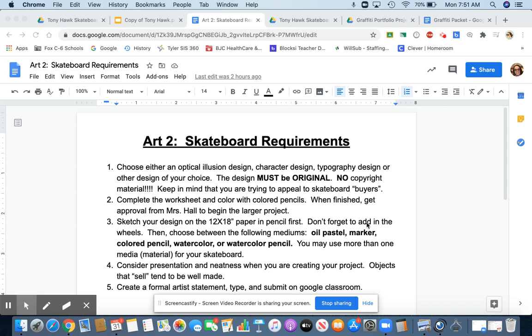Guys, today we're going to go over some of the skateboard requirements as well as how to start planning your skateboard and completing the worksheet. So some of these requirements we're going to go over now, some later.